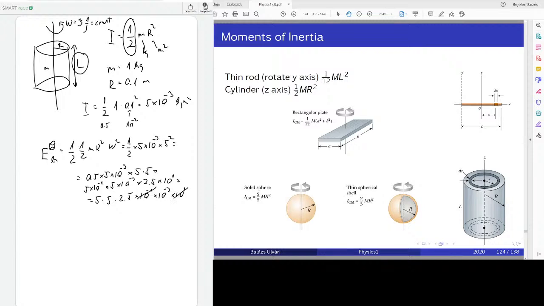So this is 25, 50, 62.5 times 10 to minus 3. I move here, so 6.25 times 10 to minus 2. And this is energy, so the unit will be joule. So if we know how to calculate the moment of inertia, and if we see a constant angular velocity, it's pretty easy to calculate the kinetic energy of the body.